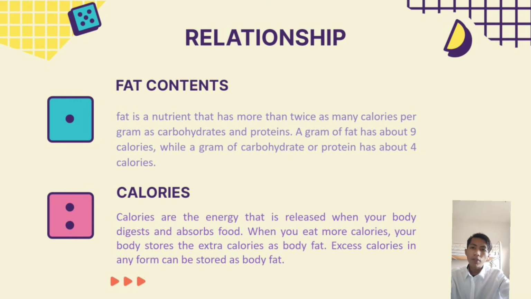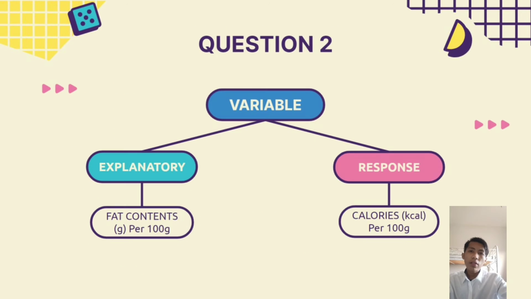Excess calories in any form can be stored as body fat. So, the more fat content in the food, the more calories it has. Answer for question 2: the explanatory variable of this project is the fat content per 100 gram, while the response variable of this project is the calories per 100 gram.